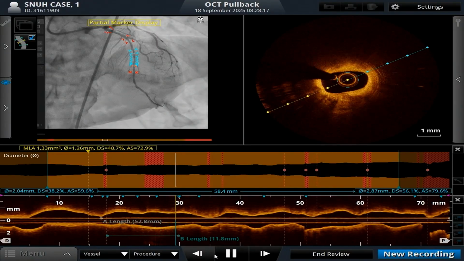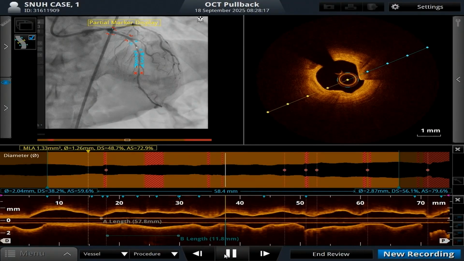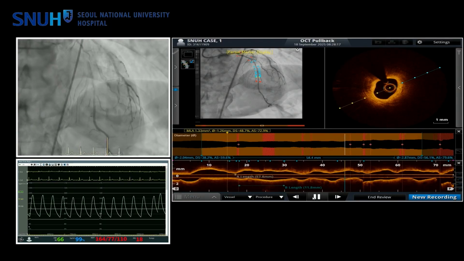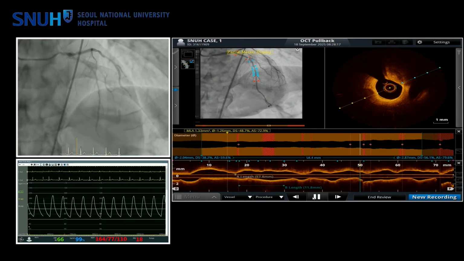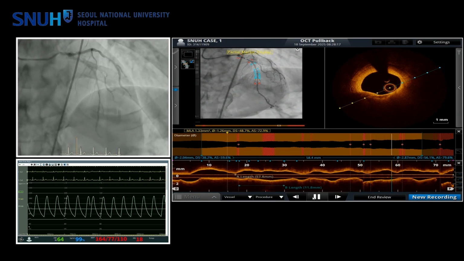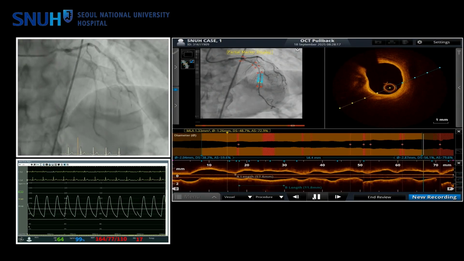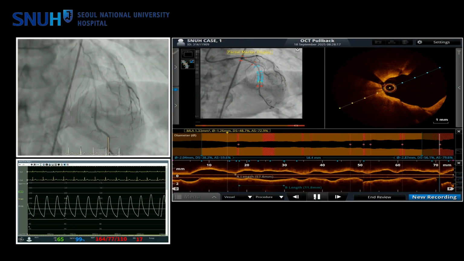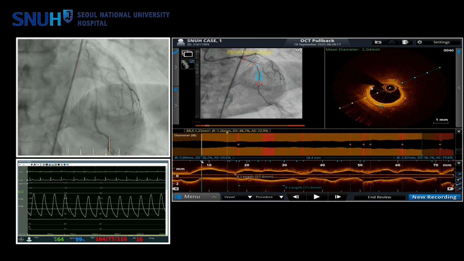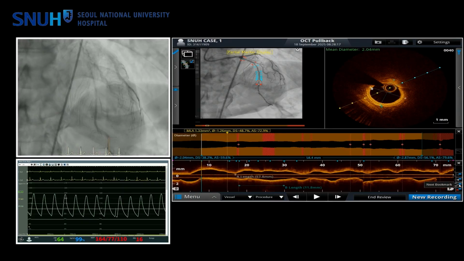Okay, this is the pullback image, and next we would like to show you several frozen images that emphasize how severe the calcification is in this vessel. Okay, this is just the left main. Then can you see the step frozen image from distally?